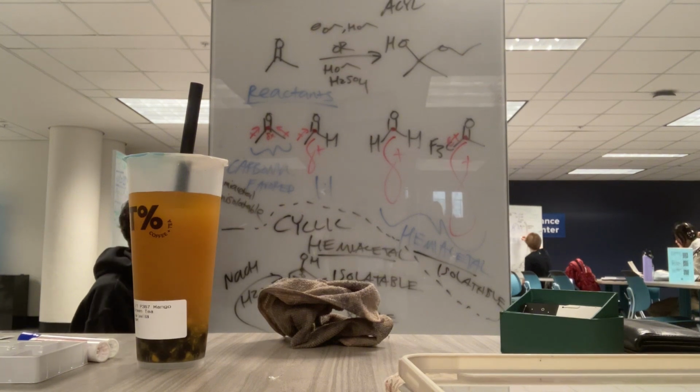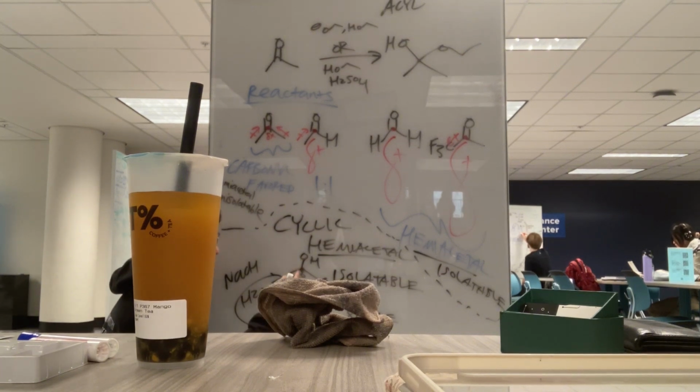You could number this 1, making this 6, but keep your numbering system consistent when you do the mechanism. You could also number this 1 if you wanted to.